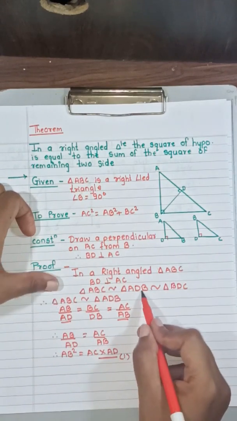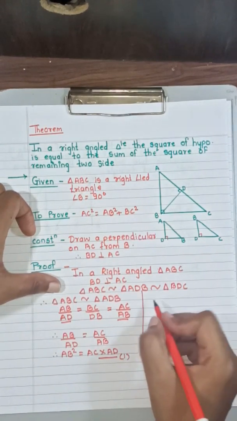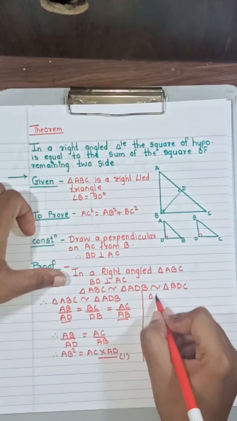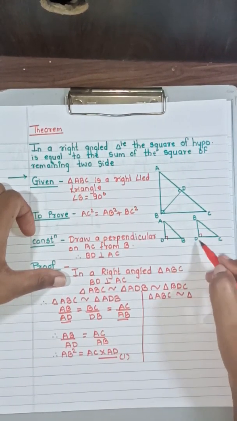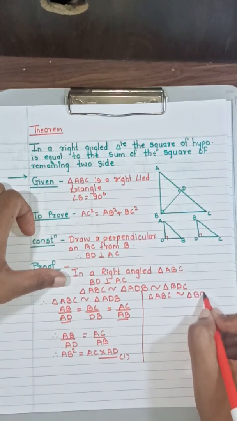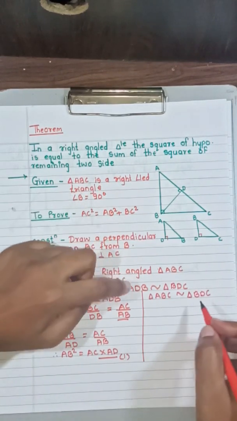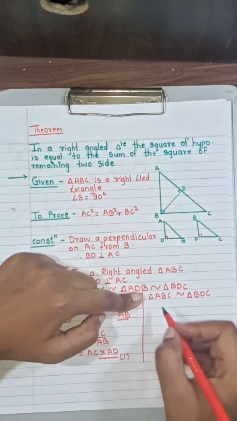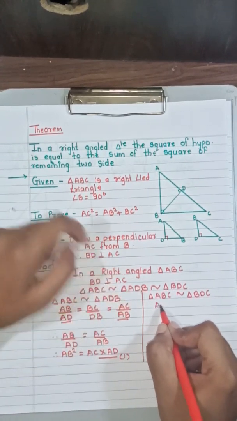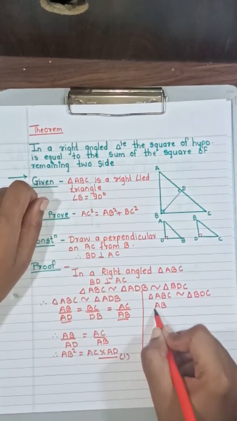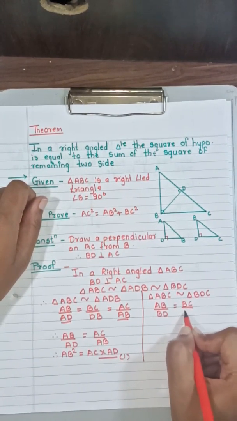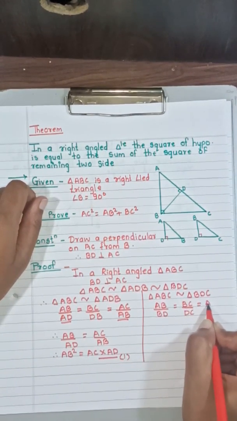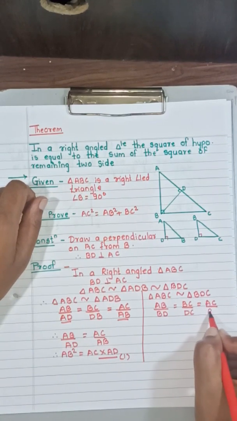Now we'll consider triangle ABC is similar to triangle BDC. Okay, BDC. Now as these are similar, their sides are also in proportion. Therefore we'll take AB upon BD is equal to BC upon DC is equal to AC upon BC.